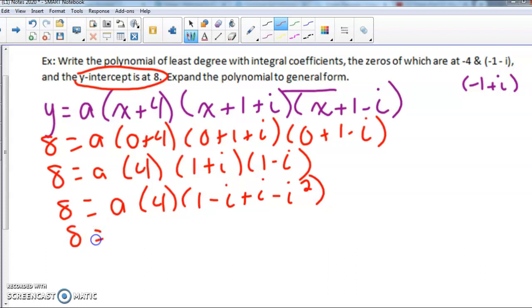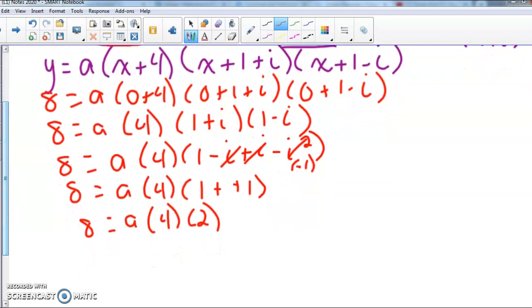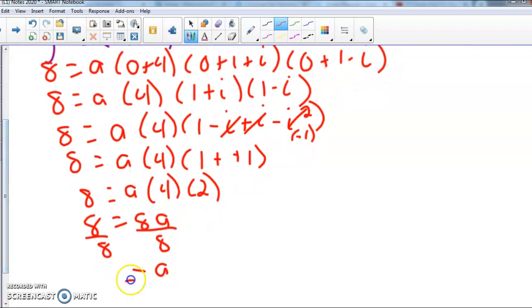The reason why I chose to multiply them together is because if I multiply two complex numbers together, the i's cancel out. These i's in the middle are opposites, they're gone. And remember, i squared is really -1. So 1 minus -1 becomes 1 plus 1, or really that part is just 2. Okay? A lot of work so far. Multiply those together, I get 8. So we did all of that work just to find out that the lead coefficient is 1.